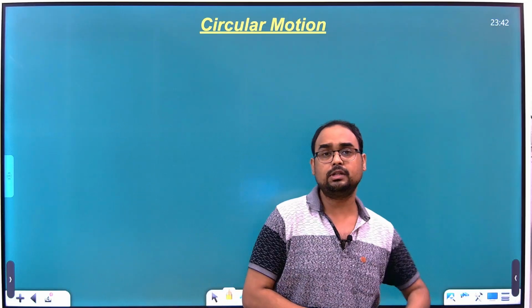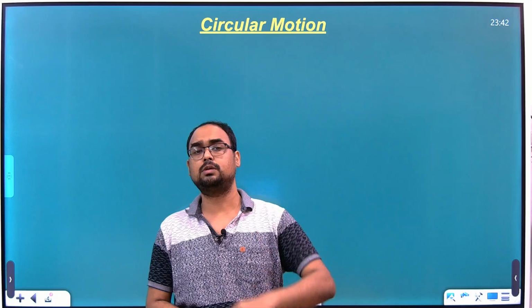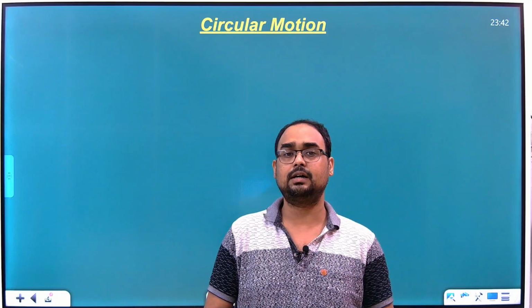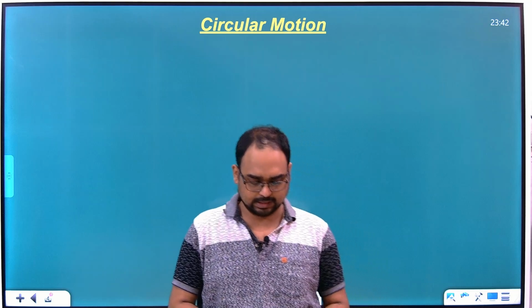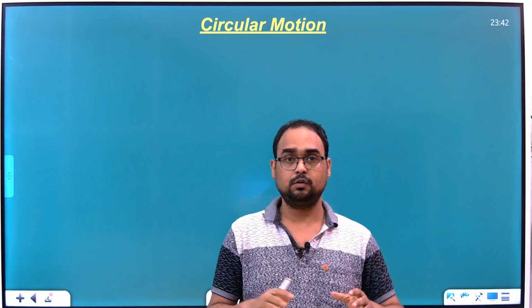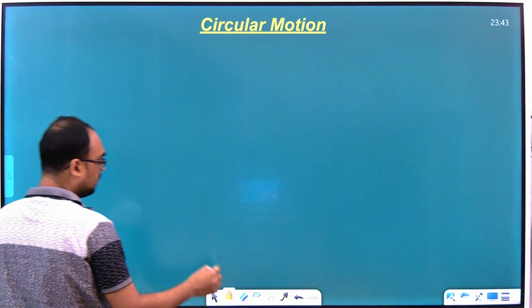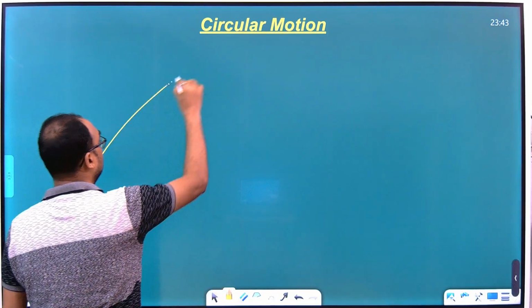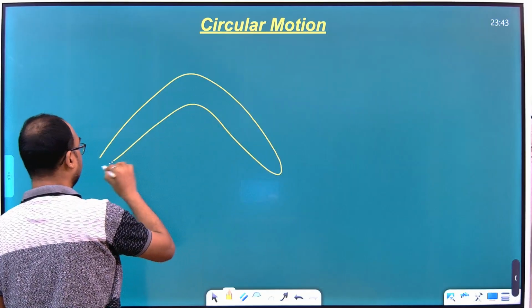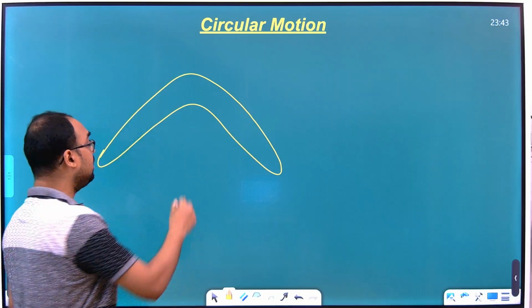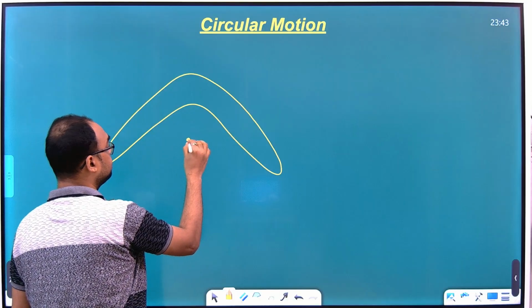Let's move forward. Before I continue into the next topic, circular motion, I will give you just one more example of another shape, a boomerang. We all have seen a boomerang. Let me draw a shape over here. You all have seen something like this, a boomerang. The center of gravity of the boomerang lies over here.